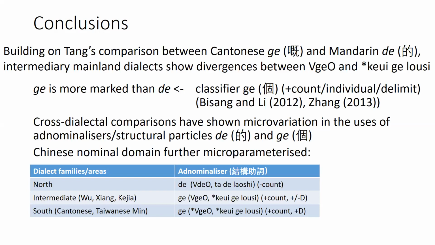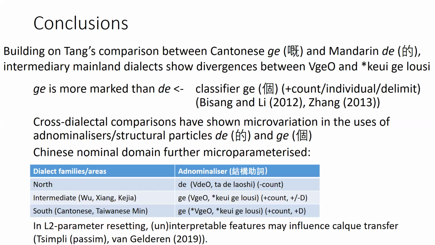Between these two poles, there is an intermediate dialect area where ge can be used as a verbal suffix in pastime clefts, but it cannot be used as an activity nominal in subject position. And that may be due to the fact that it has retained its original count function, but it doesn't necessarily have referentiality. So we can get VGO, but not 佢嘅老師, as you see in southern dialects. So yeah, that would be it. This would be the micro parametric properties of the Chinese nominal domain as seen in adnominalisers, de and ge.